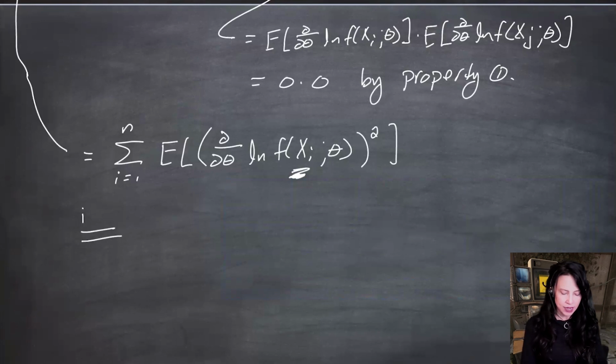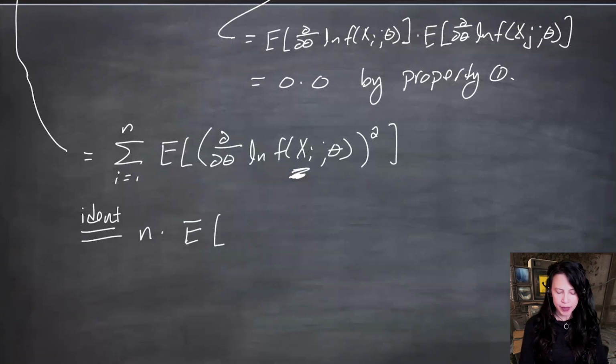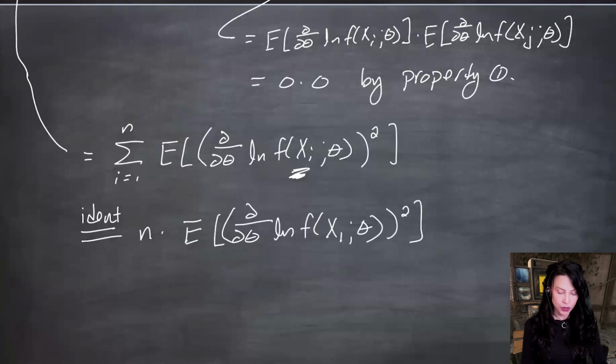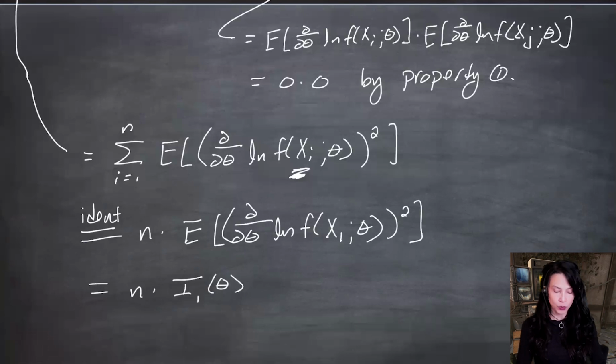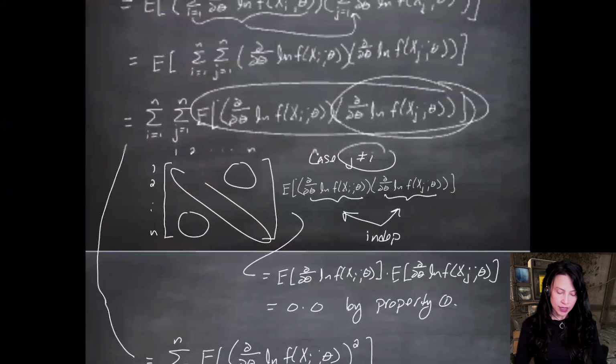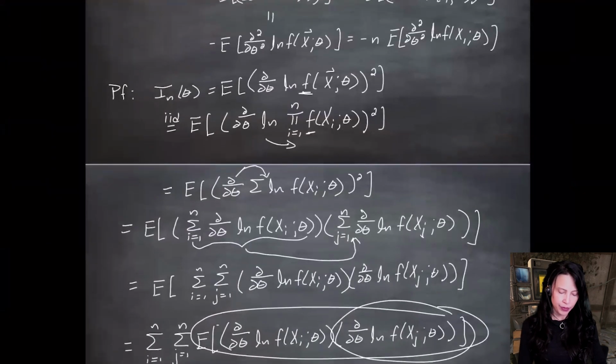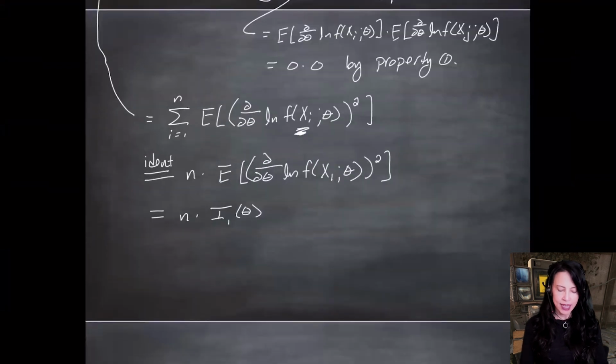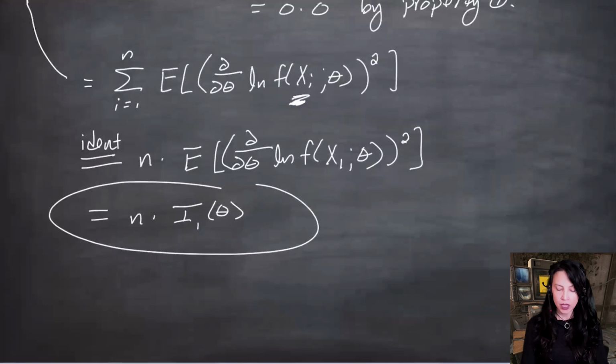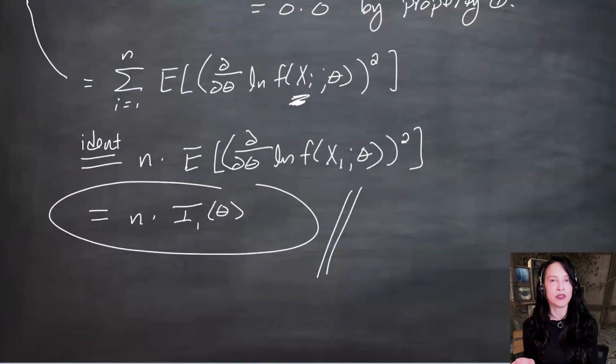So because they are identically distributed, this is n times the expected value of one of these. But that is the one-dimensional Fisher information. That's the Fisher information without the vector, but instead just an x1. So we started with, way up here, the so-called n-dimensional Fisher information. And in the IID case, we got n times the one-dimensional Fisher information. So we are done with the proof of this property.